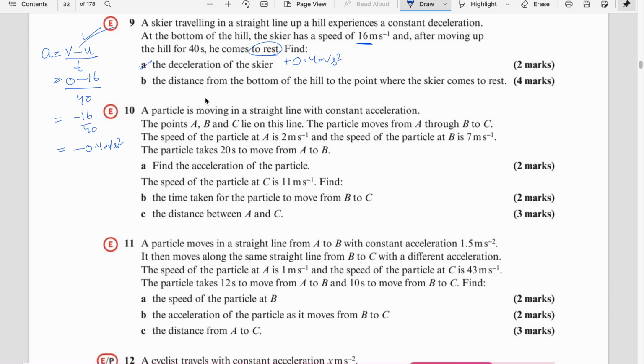B part. The distance from the bottom of the hill to the point where this guy comes to rest. So this is our case. Speed here was 16 meters per second, at the top was 0 meters per second. The time taken to travel this distance was 40 seconds. So if I use this formula, distance equals velocity times time, where velocity would be average velocity. So initial plus final by 2 is 8 meters per second, the average velocity. Time taken is 40, 8 times 40 is 320 meters.